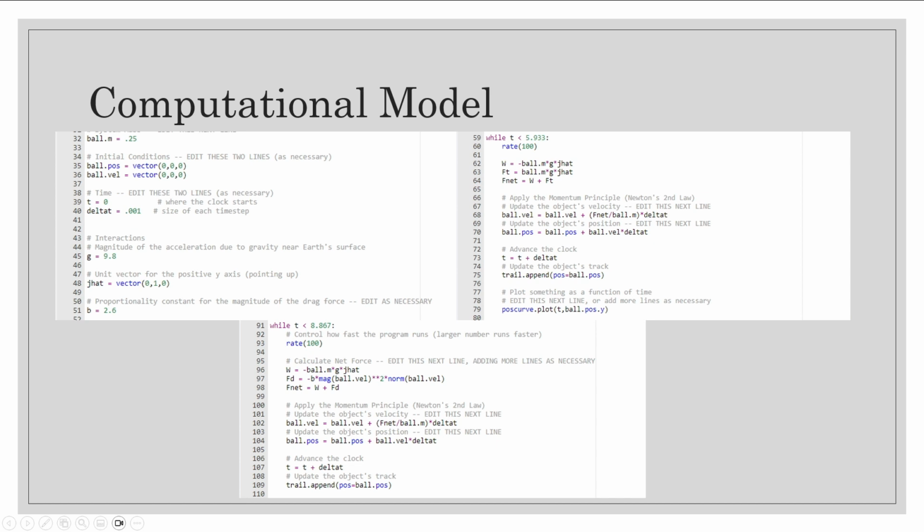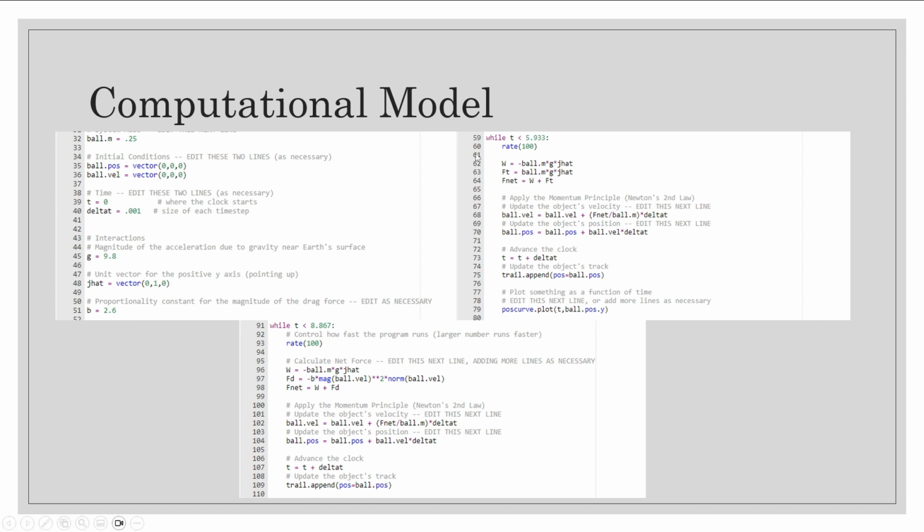Here is our computational model. Even though it says ball, just ignore that. It is supposed to be slinky. Our slinky mass is 0.25 as stated earlier, and the position is 0, 0, 0, and velocity is 0, 0, 0 stated from the previous slide. Our gravitational constant is 9.8 because it is the gravity of the Earth, and constant drag is 2.6.